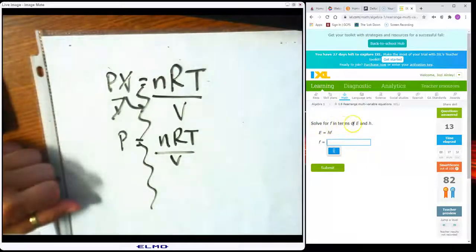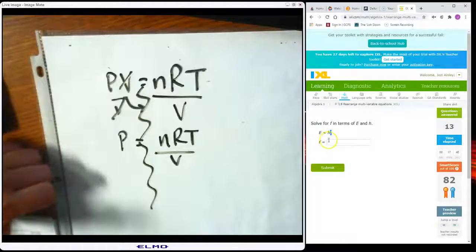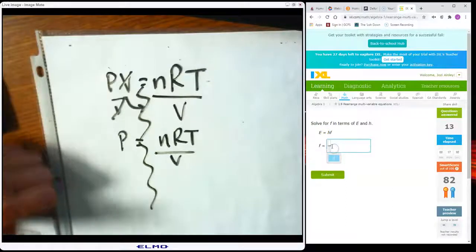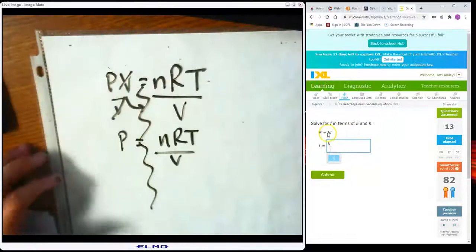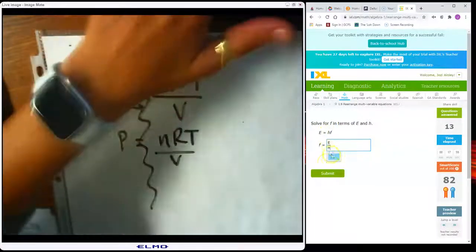All right, so for F in terms of E and H. So F is what I want on its own. So what's farther than that? H. What's the operation between H and F? Multiplication. Take H across the river. It's going to change from multiplication to what? Division. So I have capital E. And then because the H is what's divided by, right? So divided by little h.